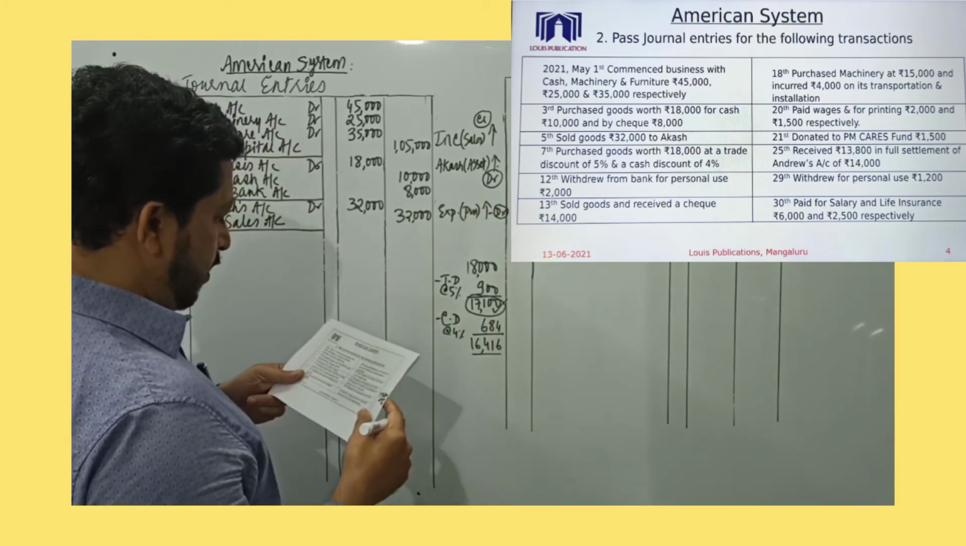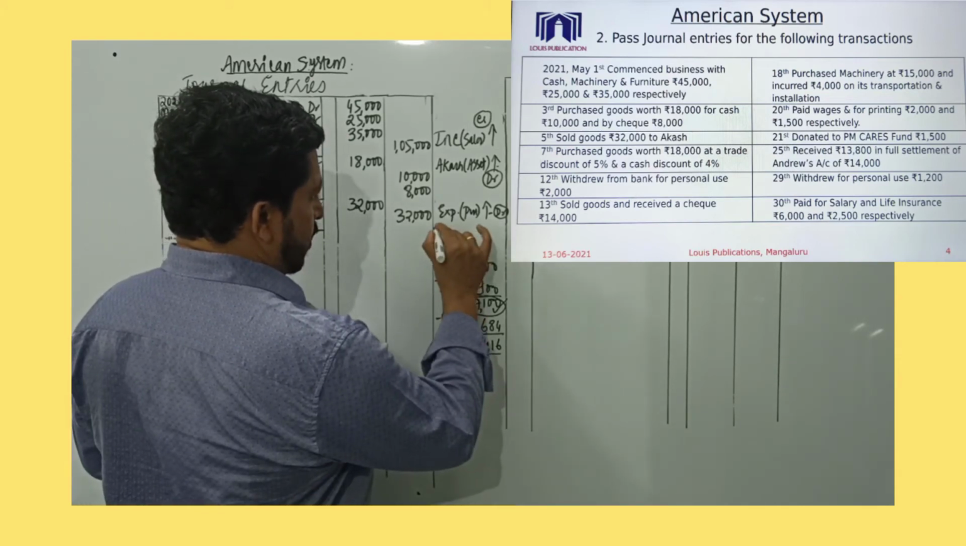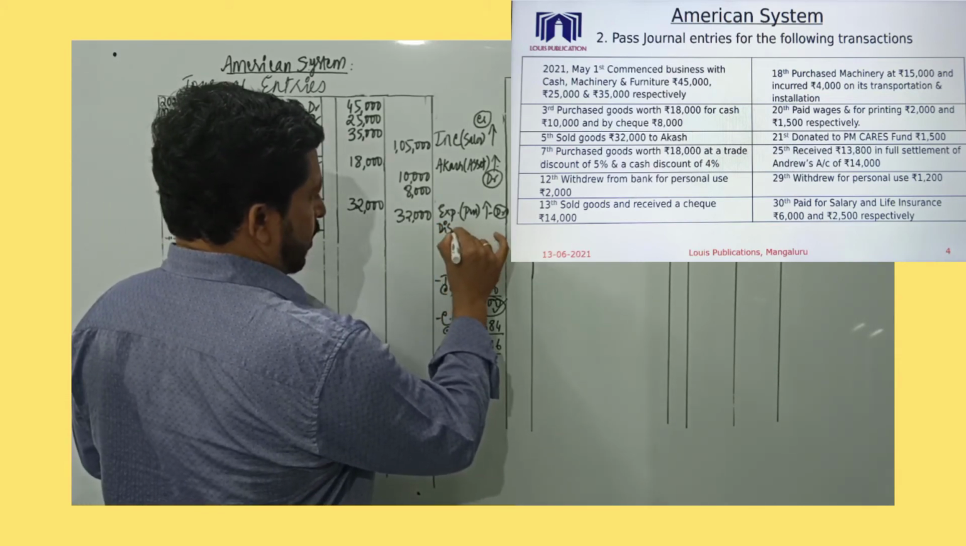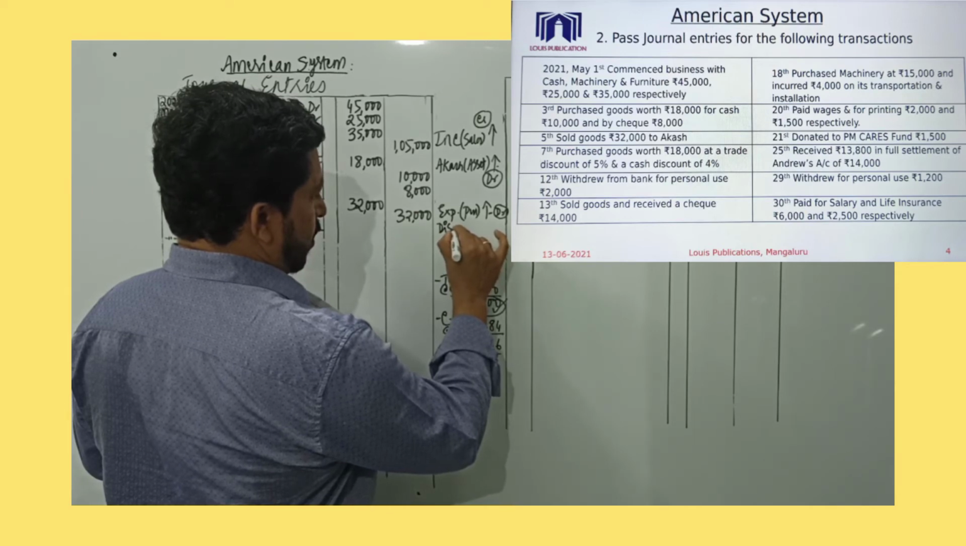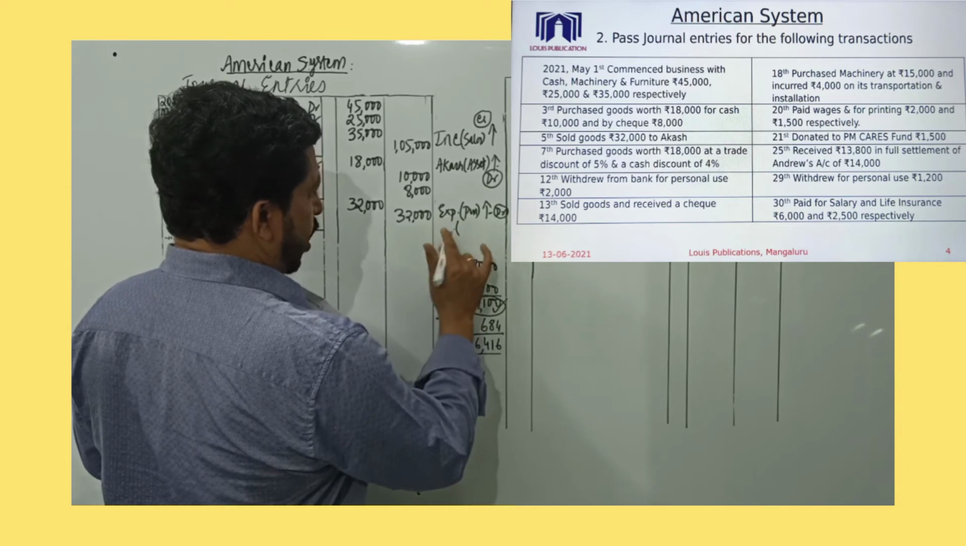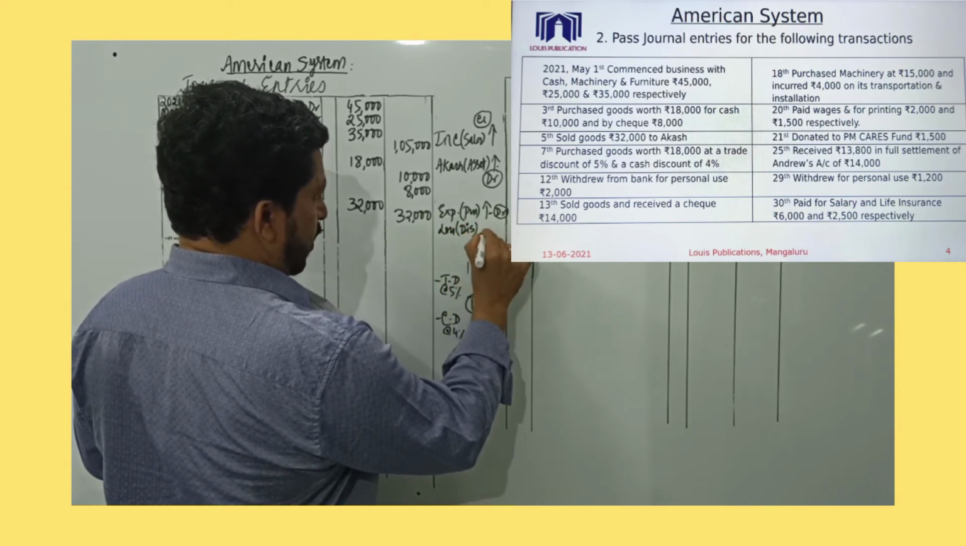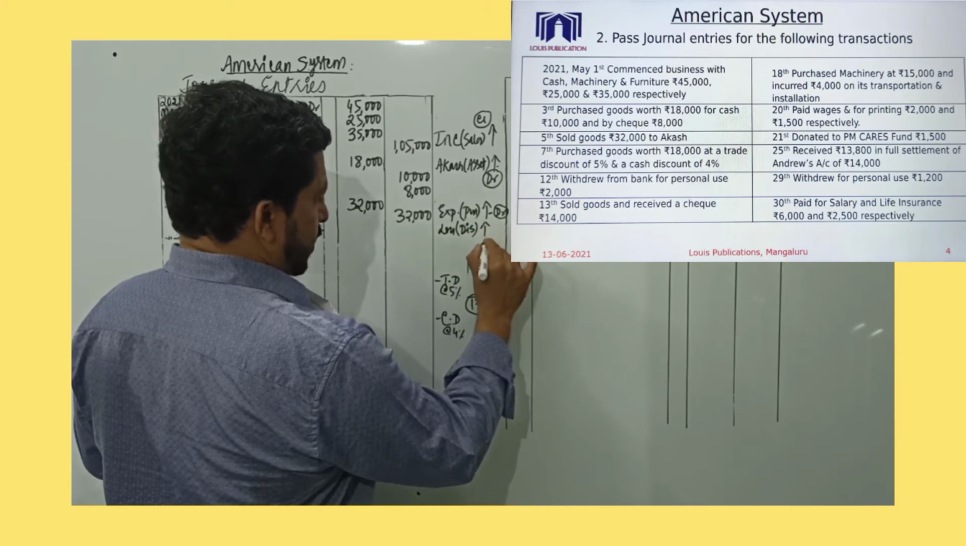Then we have a discount. That is a loss, you can say, that is a loss. I record over here discount, and loss value increases.